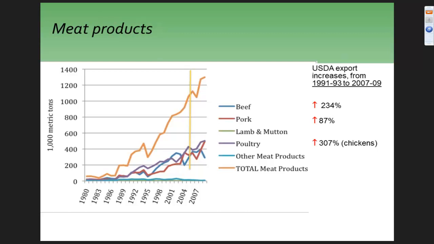If you look across a variety of meat products, from beef to pork to poultry, for example, you see quite a remarkable increase in exports from the U.S. to Mexico from the 1991 to 93 time period to the 2002-2009 time period. So for example, beef exports into Mexico went up about 234%, pork exports 87%, chicken products 307%. And actually, if you look within categories like chicken, at particular products like the kind of chicken protein used in chicken nuggets, for example, or in fast food chicken drumsticks, the increases were even larger.